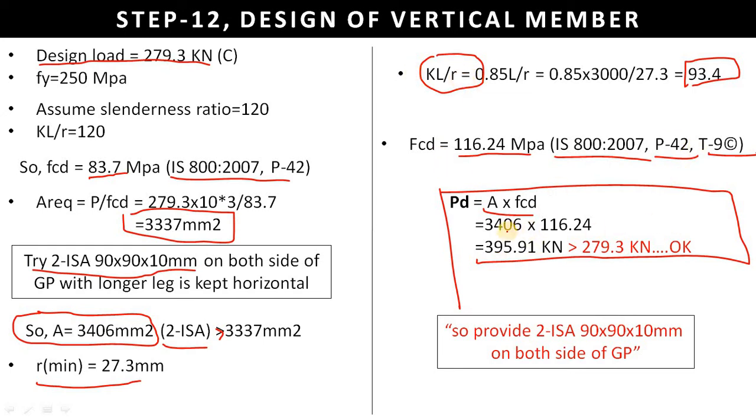So we will have the compressive force as 395.91 kilonewton, which is greater than the design load. So it is okay and safe against it. So we can provide 2 ISA 90 cross 90 cross 10 mm on both sides of the GP.